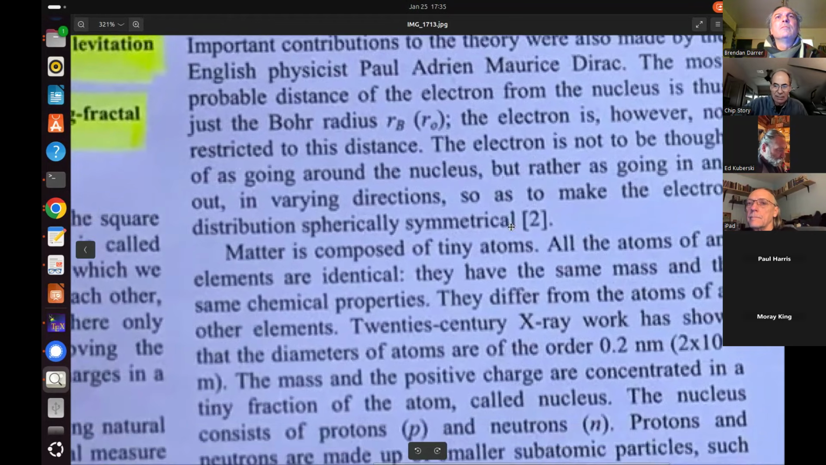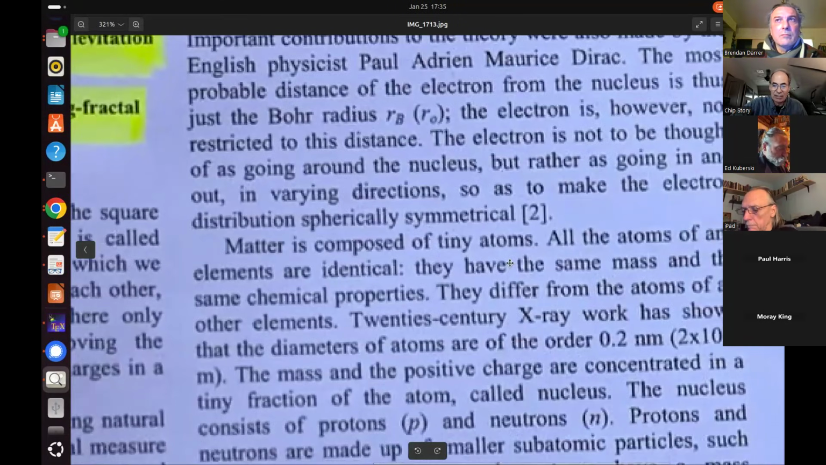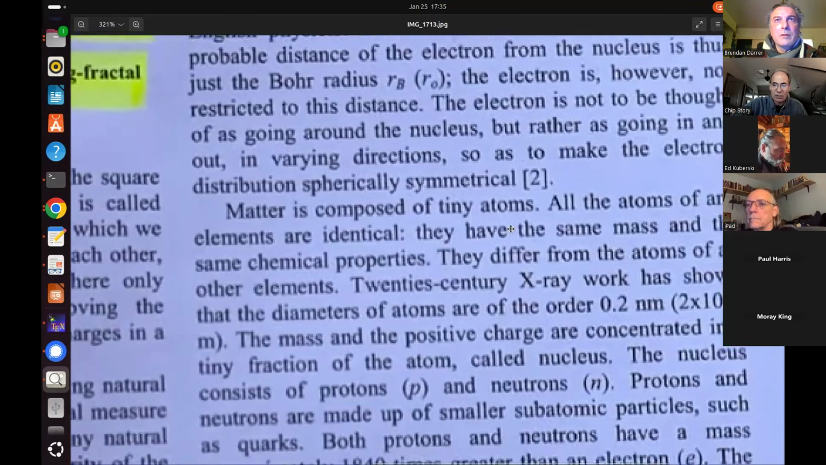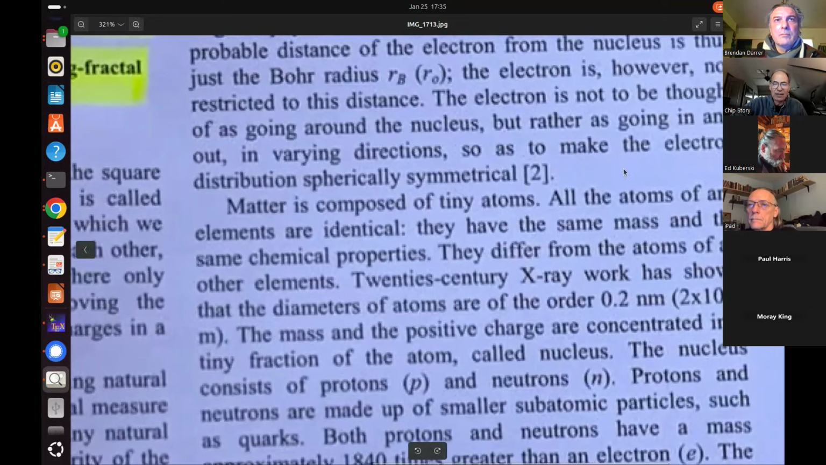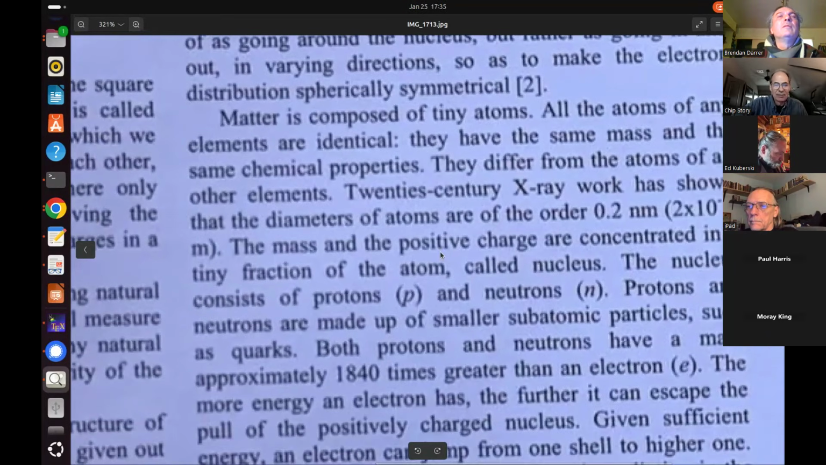The electron is not to be thought of as going around the nucleus, but rather as going in and out in varying directions, so as to make the electron distribution spherically symmetrical. A probability cloud, my insert. All right, matter is composed of tiny atoms.